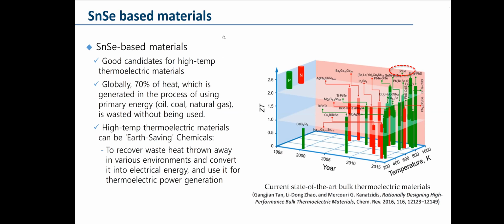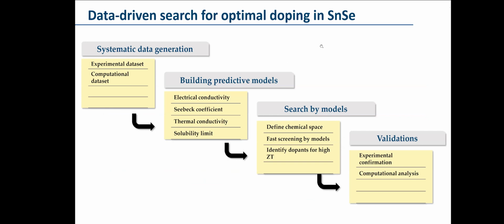In this case, we focused on tin selenide-based materials, because tin selenide-based materials could be candidates for high-temperature thermoelectric materials. Globally, 70% of the heat generated in the process of using primary energy is wasted without being used. So a high-temperature thermoelectric material like tin selenide can be an earth-saving chemical to recover the wasted heat into electrical energy. This is the workflow of our data-driven search for the optimal doping element in tin selenide.